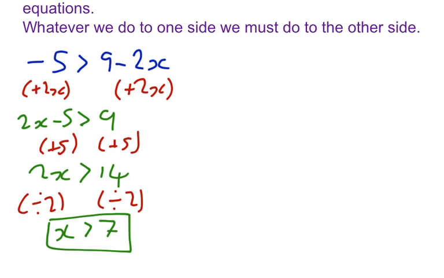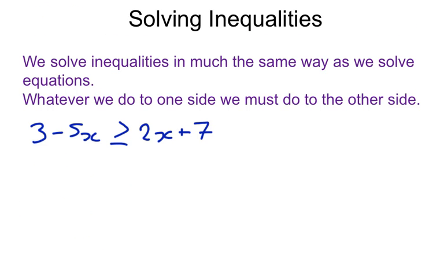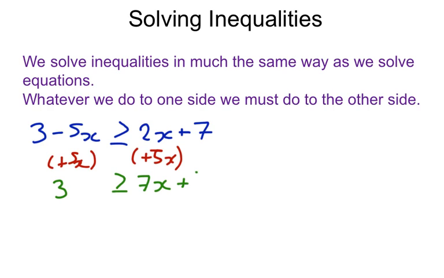We can also have the unknown on both sides, just like we can in equations. And as with other inequalities, we want to get a positive number of x's. So we're going to add 5x in this case. We're going to add 5x because we don't want negative x's. So we get 3 bigger than or equal to 7x plus 7.